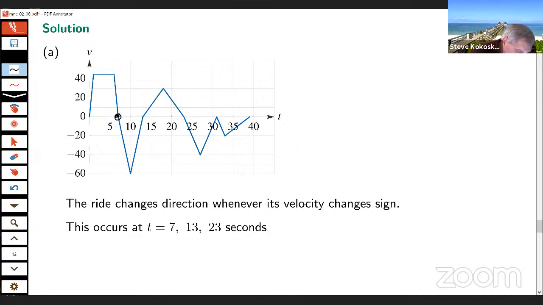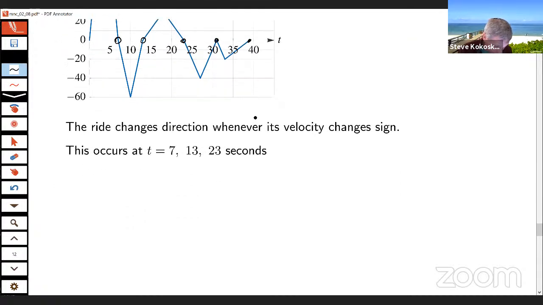Well, here, here, here. All right. Well, where does it change direction? Where the sign of velocity changes. So at those first three values, kind of hard to see on my grid, but indeed that does occur at 7, 13, and 23 seconds, not at 32, because the velocity does not change direction there.